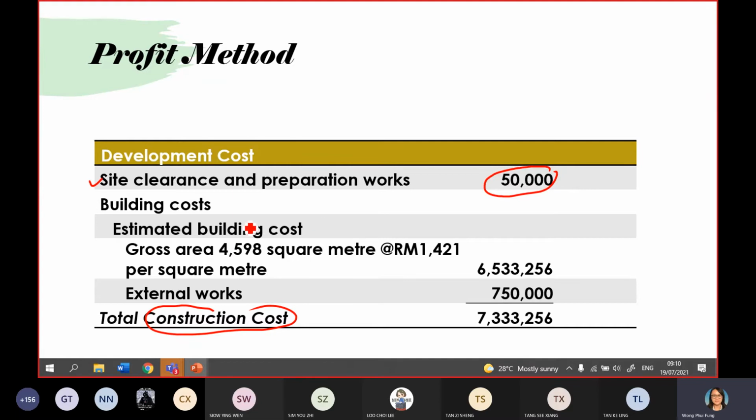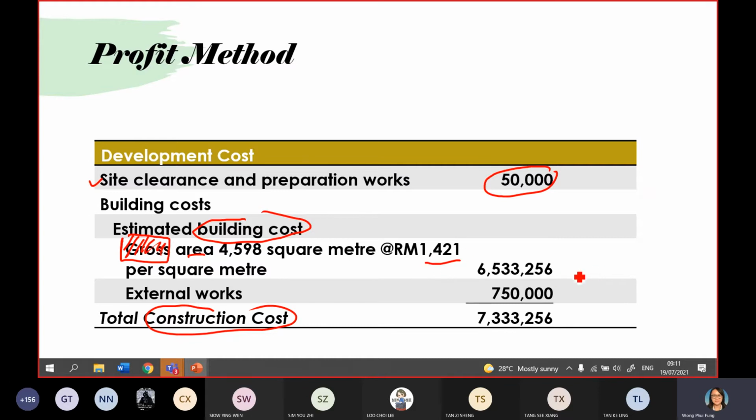And then under the building cost, as I told you just now, you need to use gross area. Can you see here? Gross area, 4598 square meter. So remember, for income, you use net area. For building cost, you use gross area times 1421 per square meter. Say for example, you assume the construction cost per square meter is 1421.